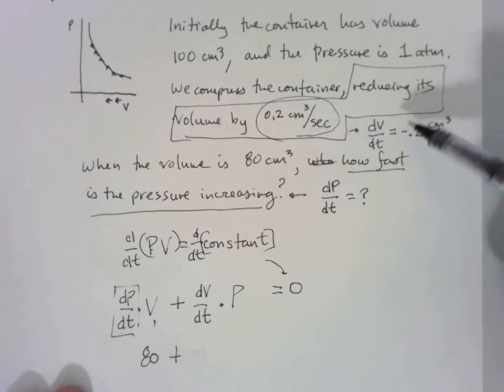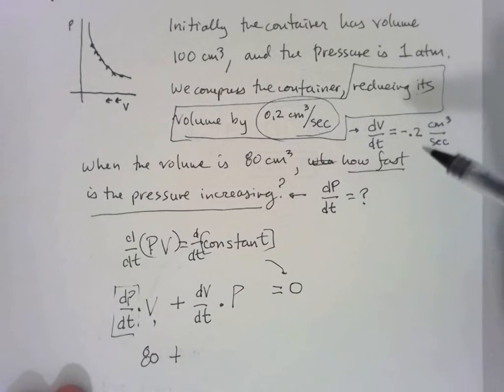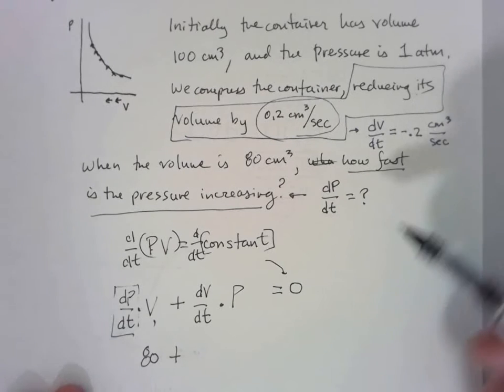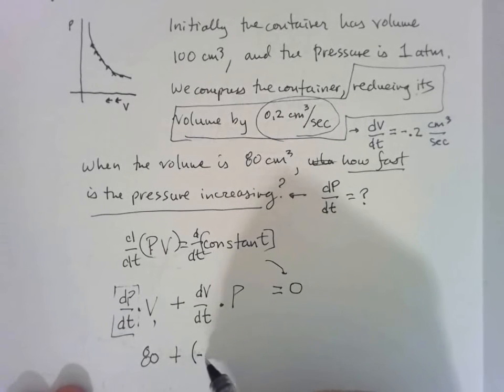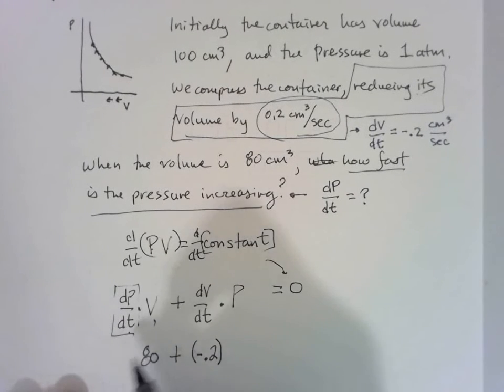So let's continue. dv dt, do I know that? Yes, it's up here. Reducing its volume by 0.2 cubic centimeters per second. So this is a minus 0.2. Notice it's got to be negative because the volume is decreasing. I'm going to do minus 0.2. I'm not going to chase the units around. The units will all work out. This is my unknown that I'm trying to solve for, dp dt.